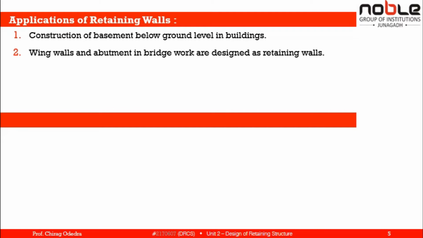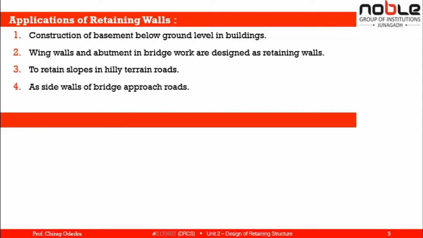Second one, the wing walls and abutment in a bridge work are designed as a retaining wall. Third one, to retain the slope in hilly terrain roads so that landslides can be avoided and major accidents can be avoided by providing the retaining wall. Fourth one, as a side wall of bridge approach roads. And last one, to provide a lateral support to the embankment, so that now we know that we are using retaining wall now and then.